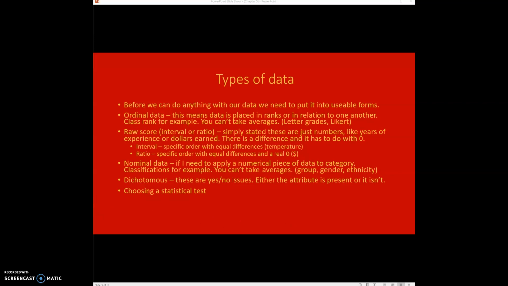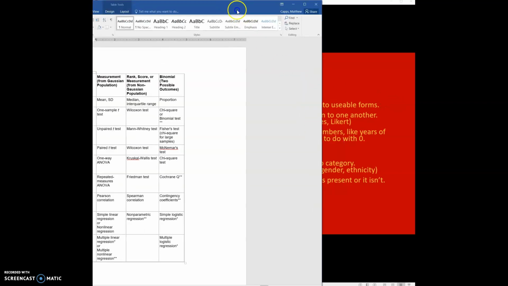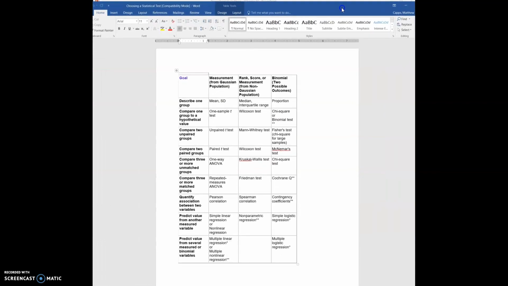So the reason that this is important is because the type of test that we use really depends upon the type of data. So there is a column here, and I alluded to this before, these are the types of measurements. So everything in this column is going to be interval or ratio data. And I want to point out what it says about Gaussian. That means a normal distribution.